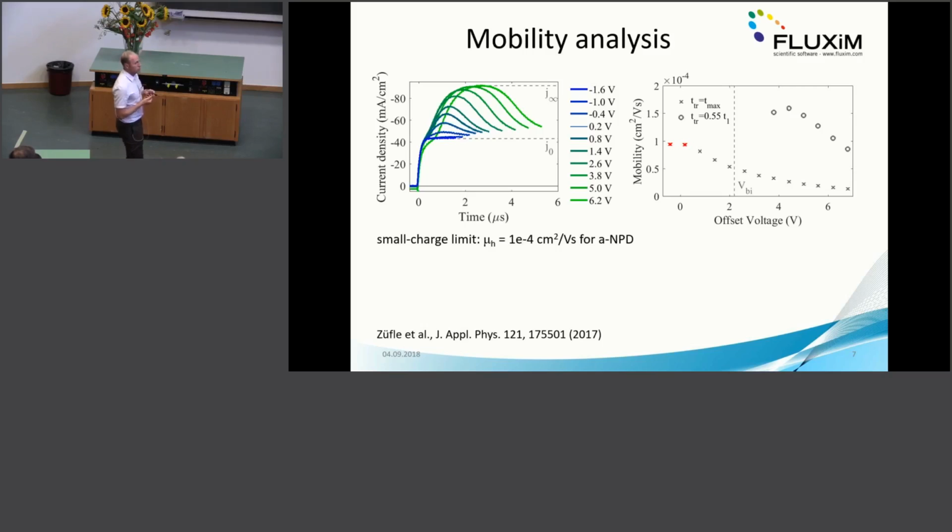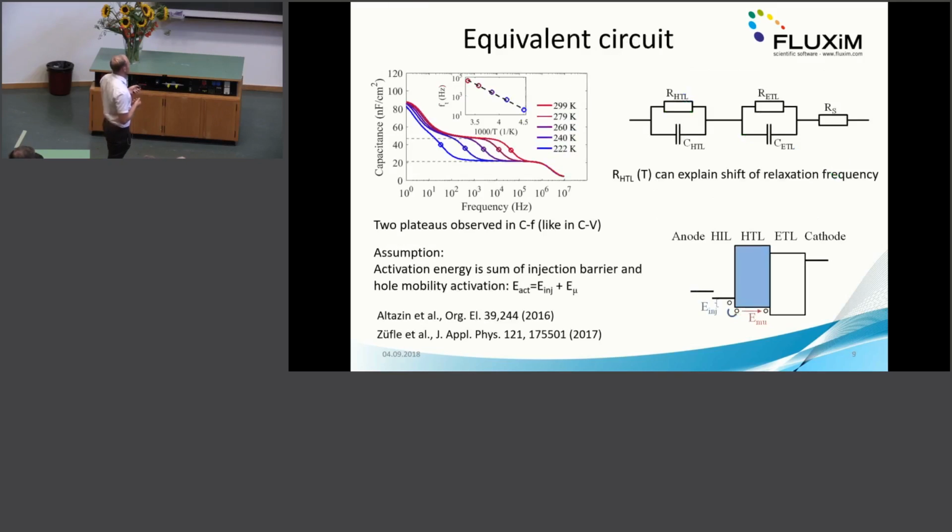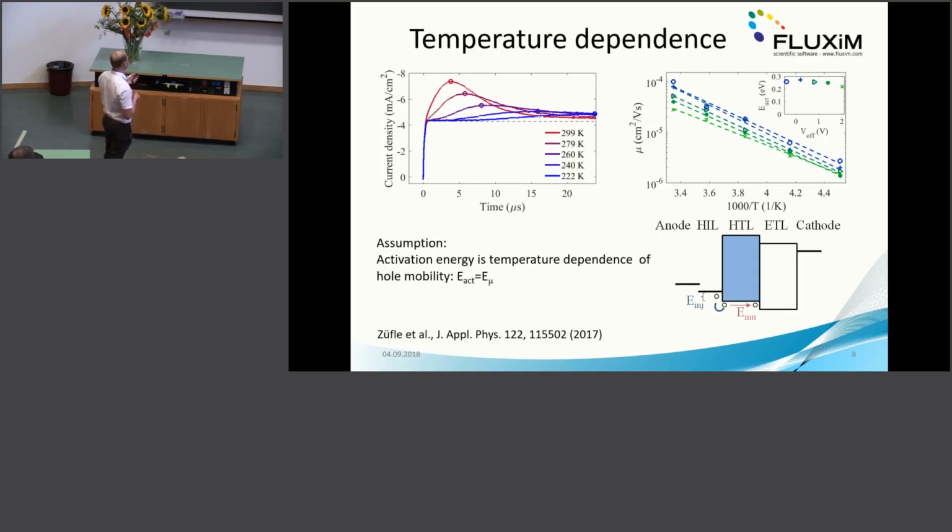And now we actually went a step further. We looked at the temperature dependence. This is again the same measurement at different temperatures. And if we again evaluate the mobility, we find a very nice Arrhenius behavior. So this is a thermally activated quantity, and the activation energy is around 0.25 electron volts.